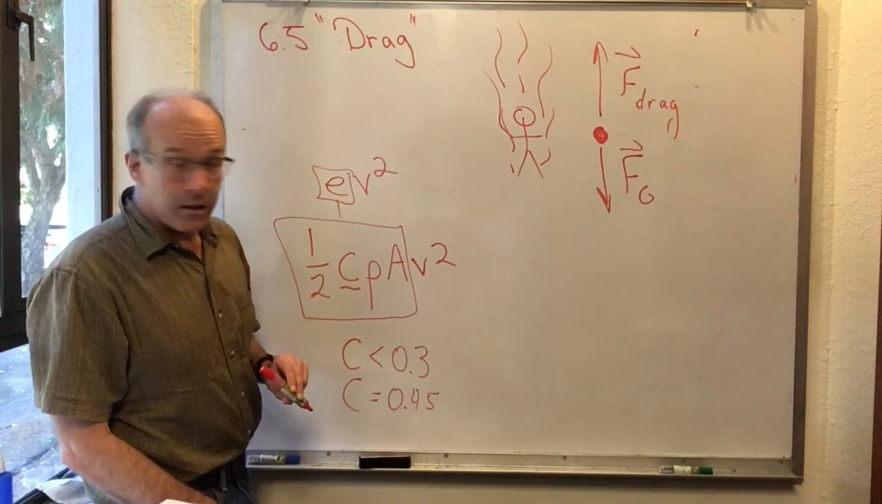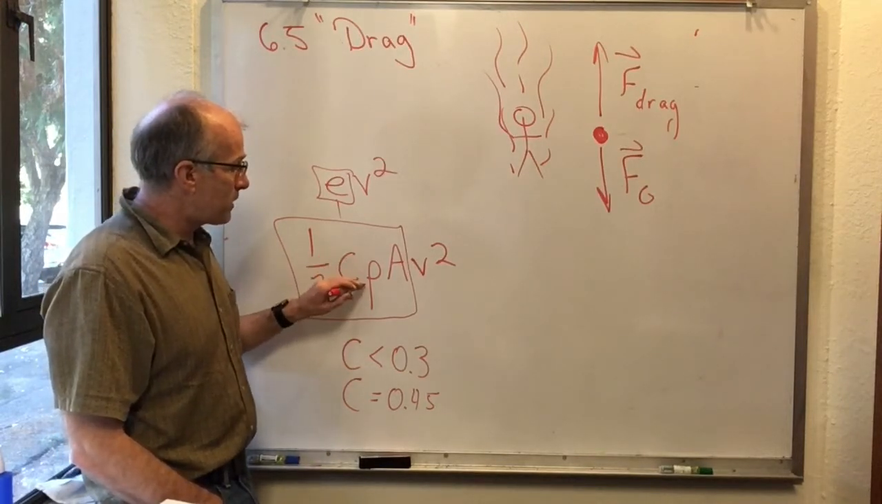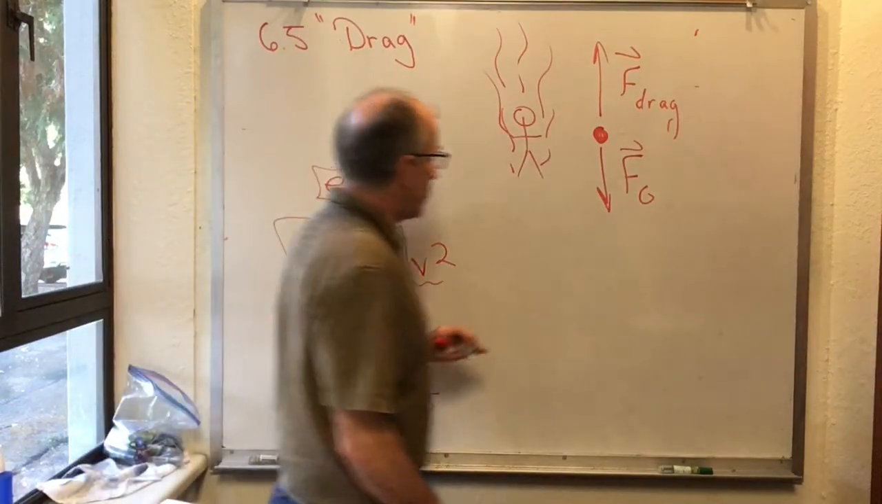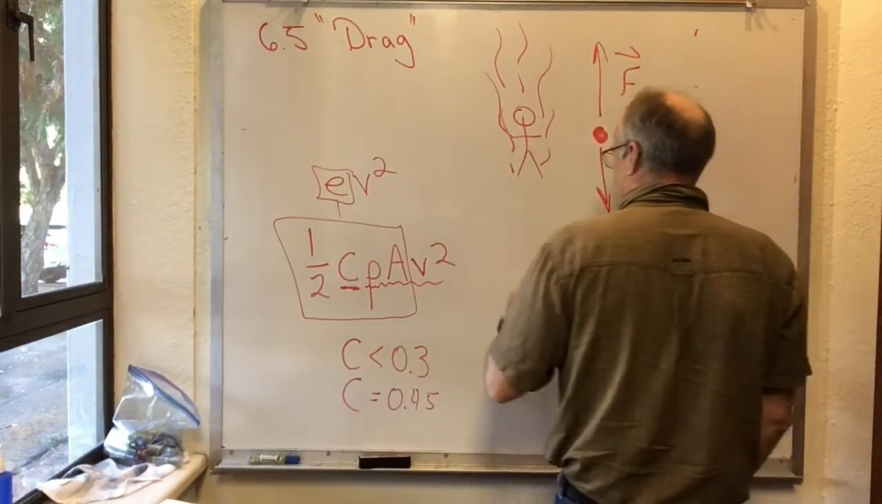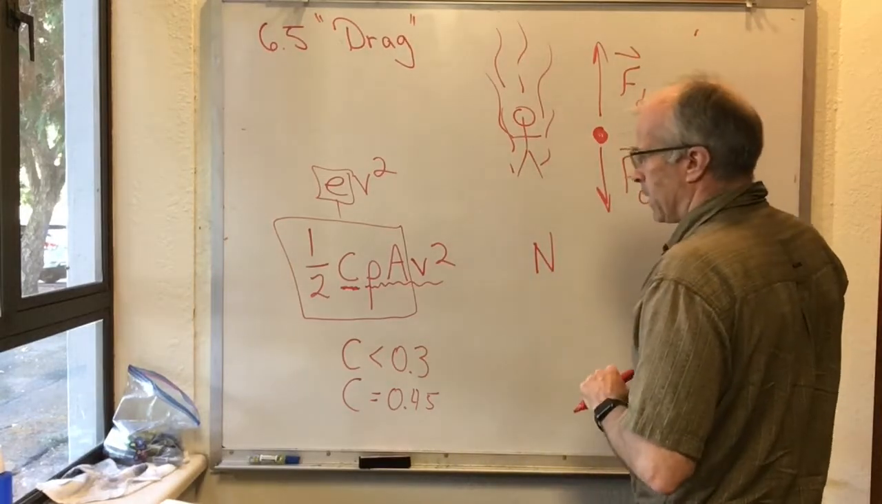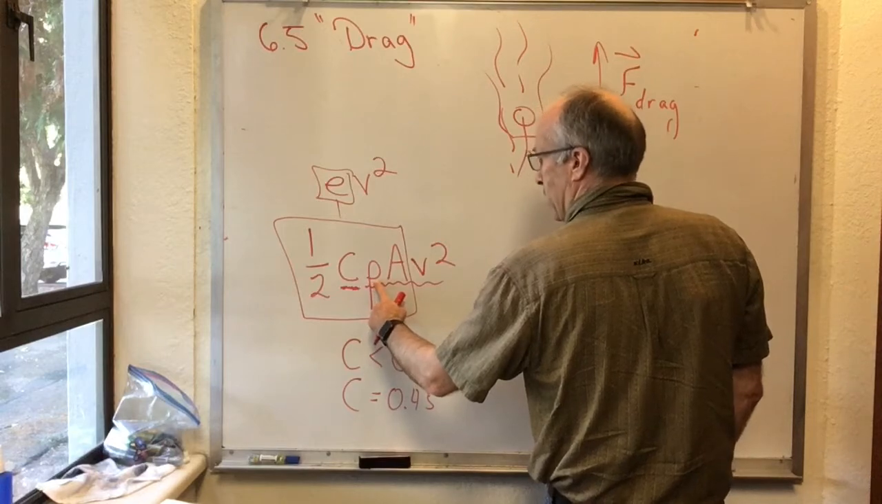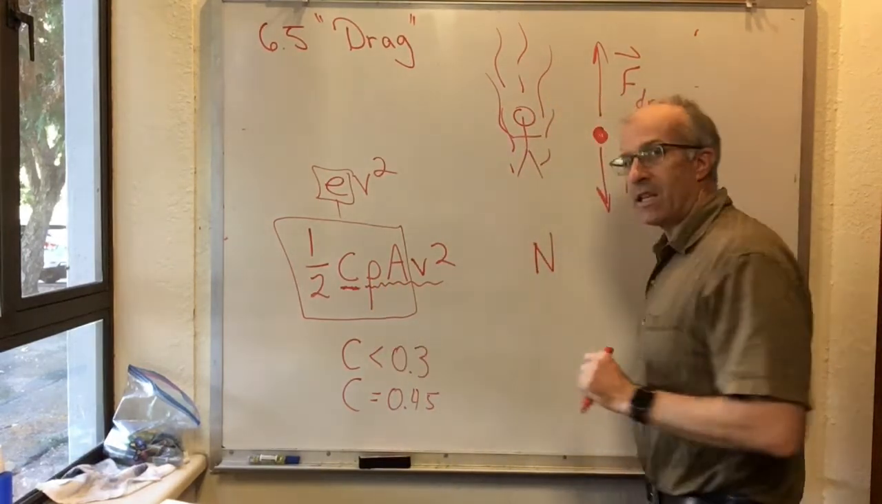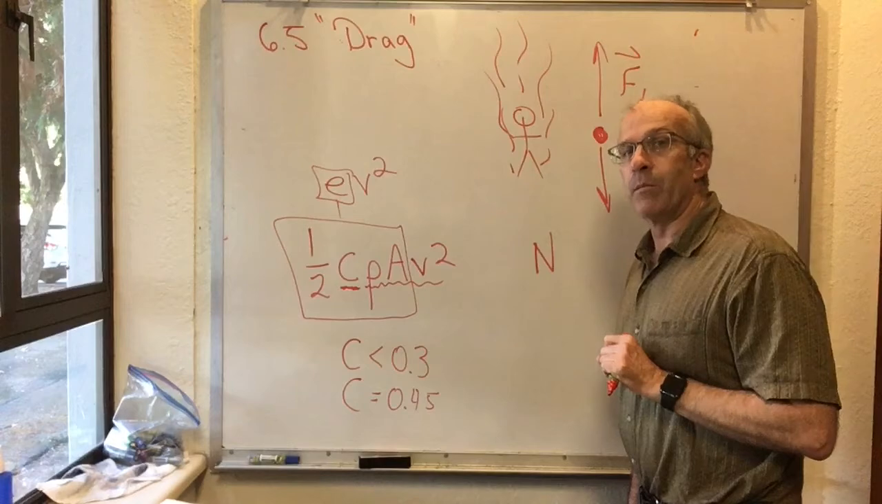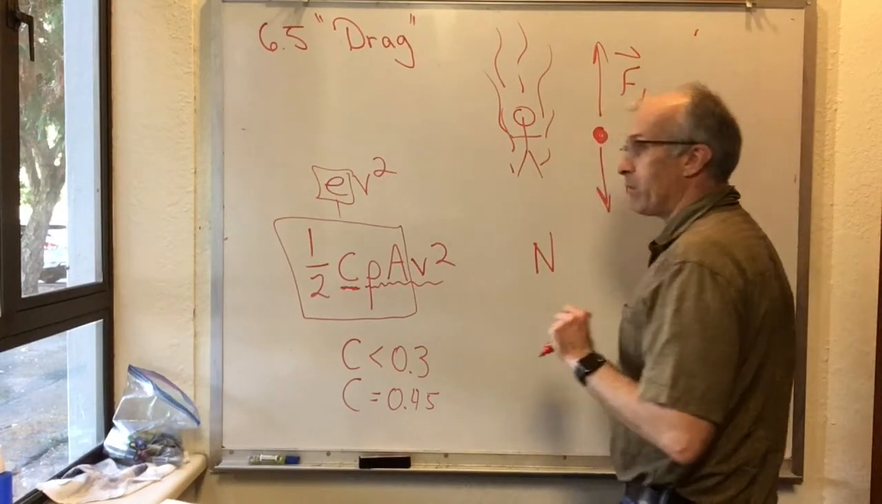We can check that if C is a pure number, this whole rest of this expression has the units of newtons in the MKS system. So what are these other things? I haven't even defined them yet. Let's define them. Rho is the density of the medium you're going through. So that's the mass per unit volume.